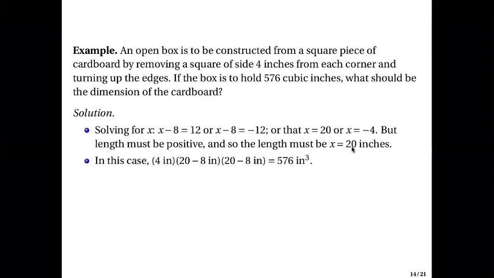Okay? So in this case, you will have the dimensions of the box: 4 inches, 20 minus 8, 20 minus 8. So you will have 4 by 12 by 12. And if you multiply that, you will get 576 cubic inches. So the dimension of the cardboard is 20 inches.